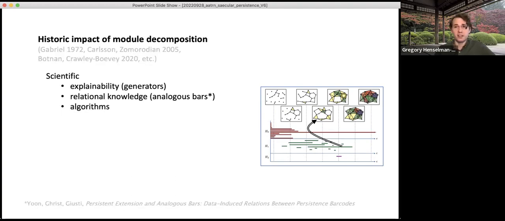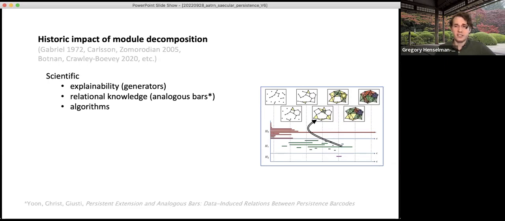So historically, these are some of the benefits that we saw from the first linear decomposition of persistence modules. There were benefits in terms of explainability in generators. Recently, there has been some nice work on relational knowledge, specifically analogous bars that were explored by Hiraoka, Yoon, Gerst, and Giusti in a paper called Persistent Extension and Analogous Bars, although this is not at all the only work on understanding relationships between bars in a barcode.